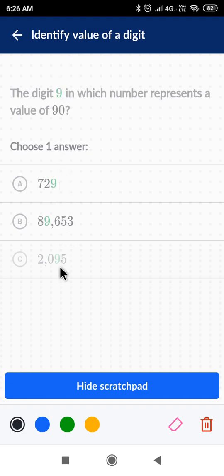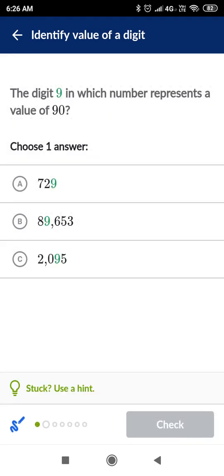As I said, we can put 1 here and 0 here. 9 notes of 10 rupees is 90. The answer is C. Check.